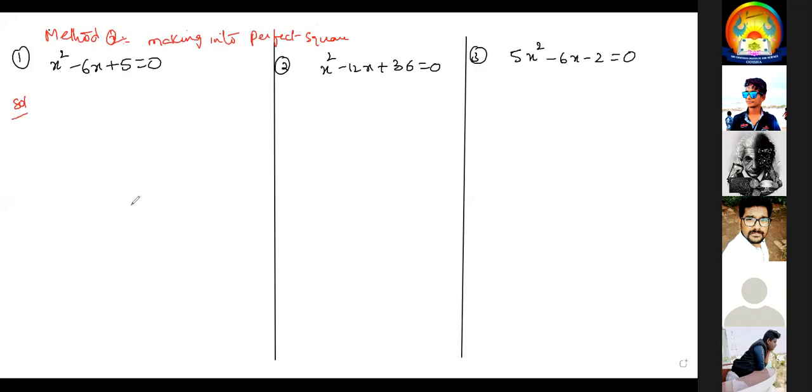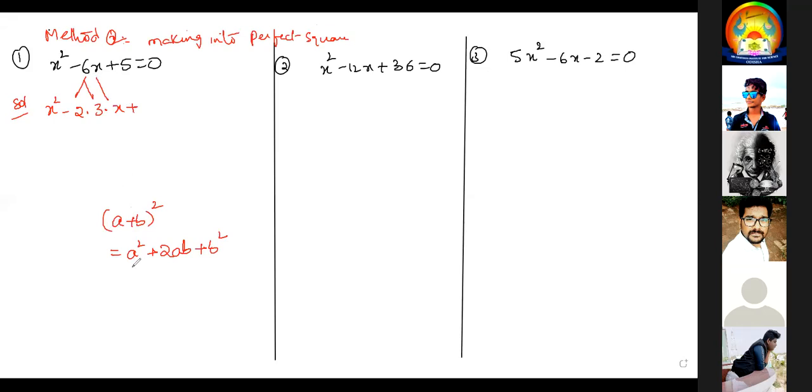So everyone knows the (a plus b) whole square formula: a square plus 2ab plus b square. Like that, the first term x square minus 2 into 3 into x, 2 into 3 into x plus.